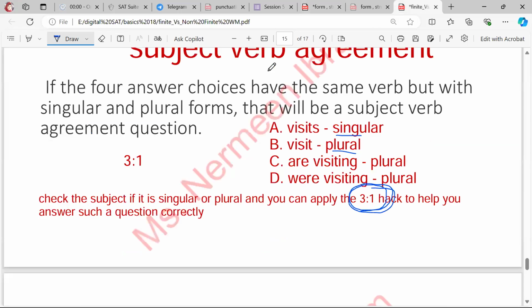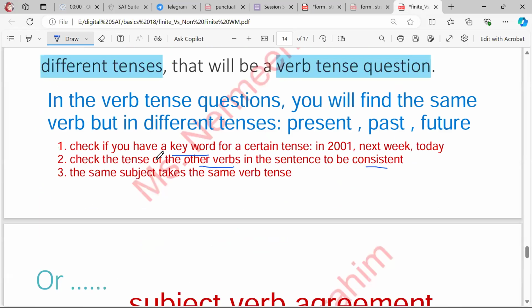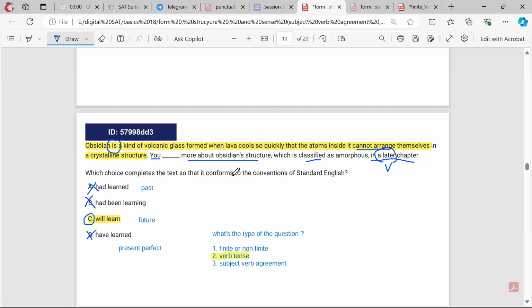Didn't I say that we need to make sure we have keywords, a certain keyword that can refer to a certain tense? That's why C is the best answer. We'll learn, because of later.